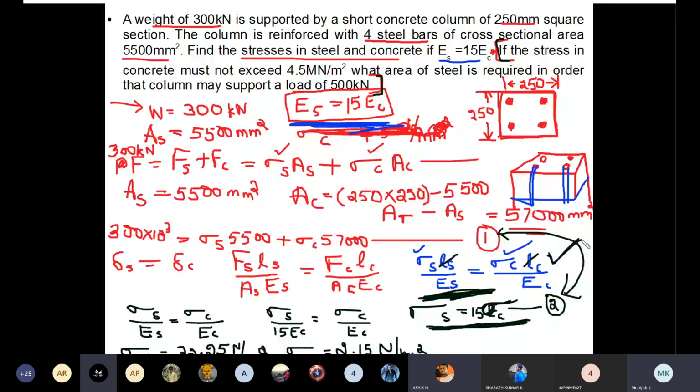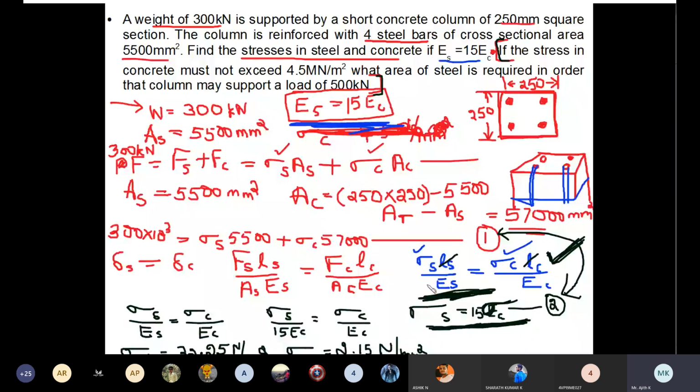Yes, sir. After this, next line, sigma S. I have simplified this one: sigma S divided by ES is equal to sigma C divided by EC. Next line, we'll substitute ES is equal to 15 times EC. So sigma S divided by 15 times EC is equal to sigma C divided by EC.